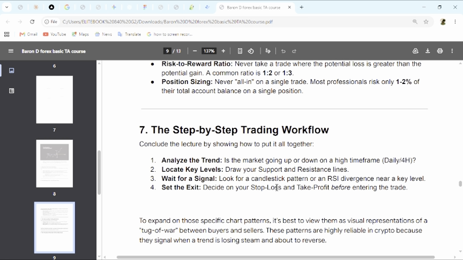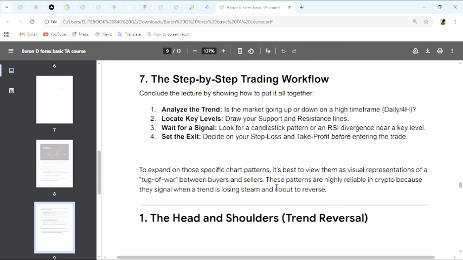So to expand on those specific chart patterns, it is best to view them as a visual representation of a tug of war, a fight between buyers and sellers. These patterns are highly reliable in crypto because they signal when a trend is losing steam and about to reverse. All this can determine where the trend is going and so on.